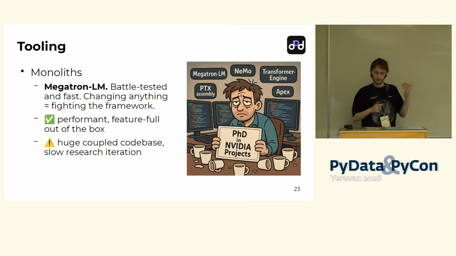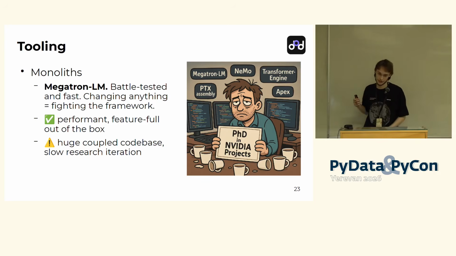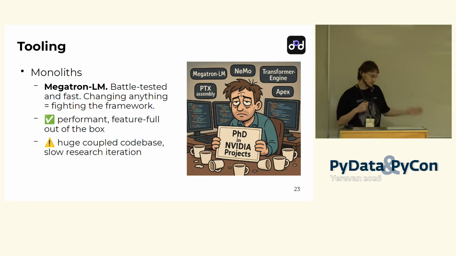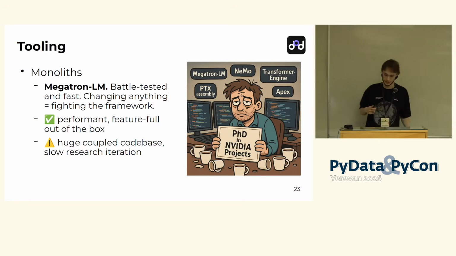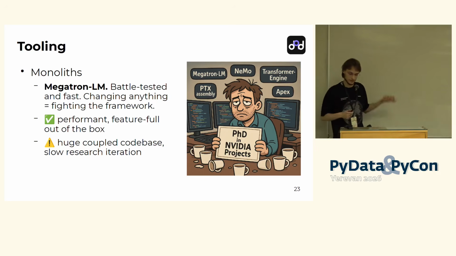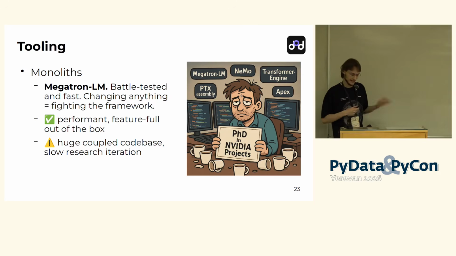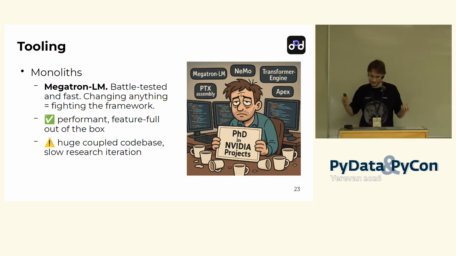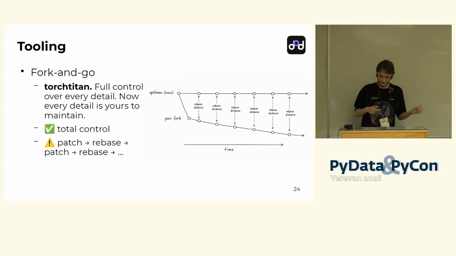But if you want to change anything, for instance, if you are a research laboratory creating a new parallelism method or a new model that's obviously not supported by Megatron LM, you have to find the framework and you have to patch it, and I usually joke that you have to be a PhD in NVIDIA projects to do it properly. So it's performant, but it's huge. It's a really major project that could slow your research iteration if you want it to be fast.